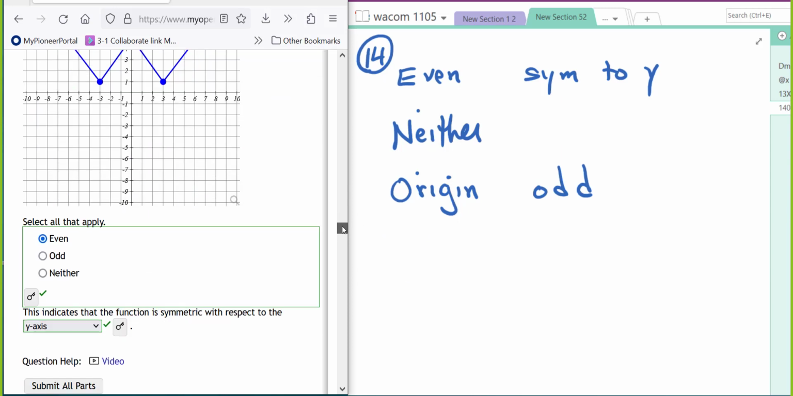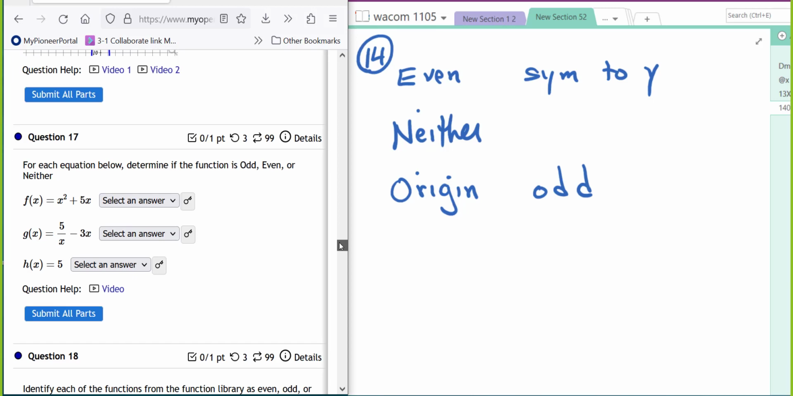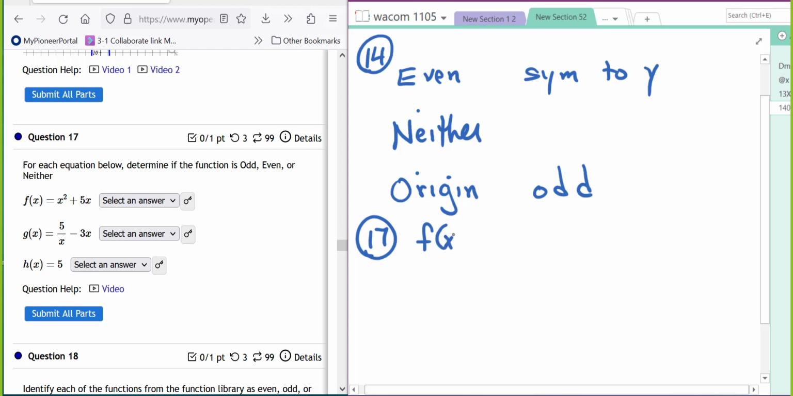All right, and I picked one more of these. 17. And this one had the little shortcut in your notes. If you look at the exponents, if all the exponents are odd, it will be to the origin. If they're all even, it will be to the y-axis, it will be even. And if you have a mixture, it will be none. So we can get away with that here, or you could do it algebraically plugging in.